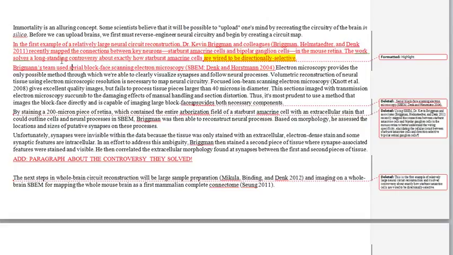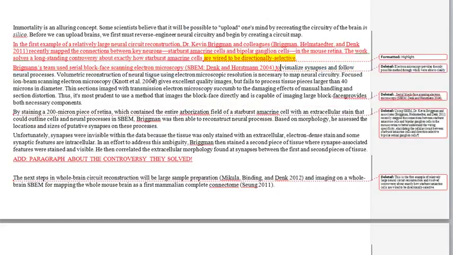So Brigman's team used serial block face scanning electron microscopy. And then what did they use it for? Well, they used it to visualize synapses and follow neural processes. So I'm actually going to change that first sentence a little bit to just go right into what Brigham's team used the electron microscopy for. So I've changed it a little bit, but I think it works. So they used it to visualize synapses and follow neural processes. That was the goal of this type of microscopy.